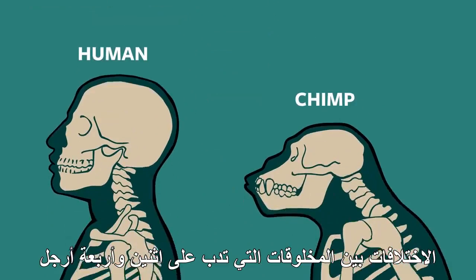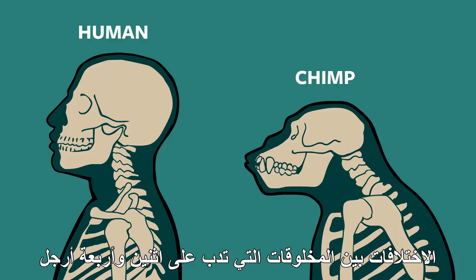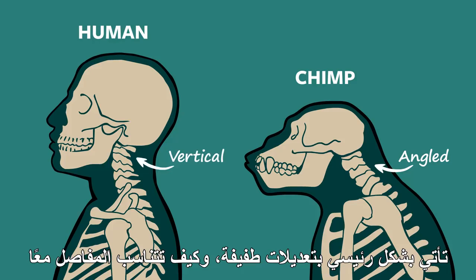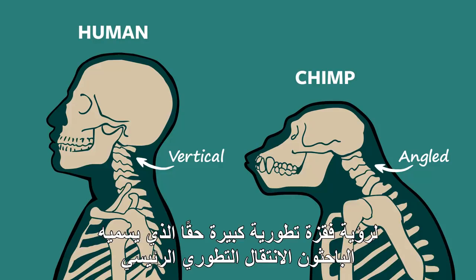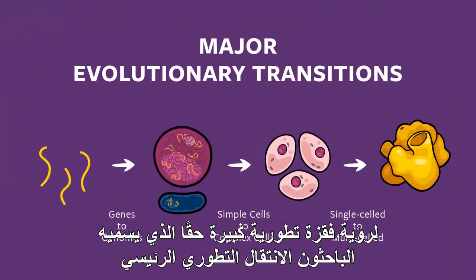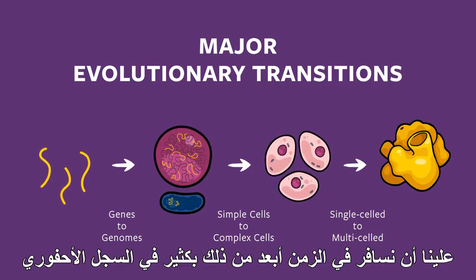The differences between two-legged and four-legged creatures mainly come down to slight adjustments and how joints fit together. To see a truly large evolutionary jump, what researchers call a major evolutionary transition, we have to travel back much further in the fossil record.